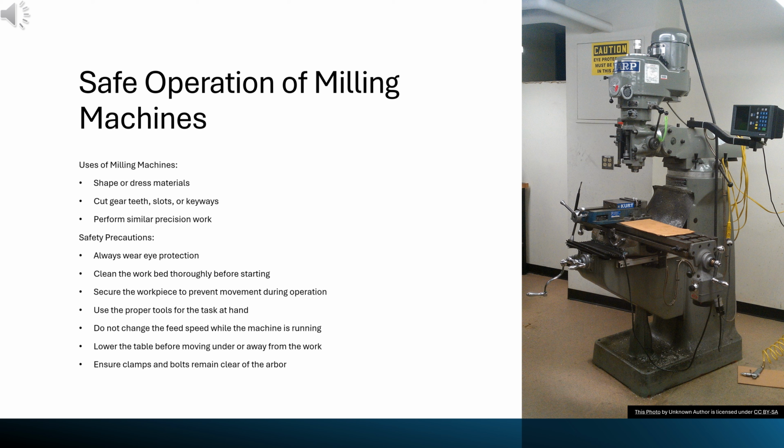Never attempt to change the feed speed while the machine is operating. Before moving under or away from the workpiece, lower the table to avoid accidents. Lastly, confirm that all clamps and bolts are positioned so that they may pass freely under the arbor.